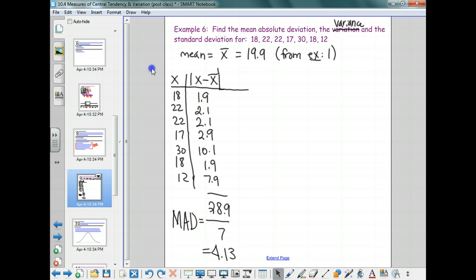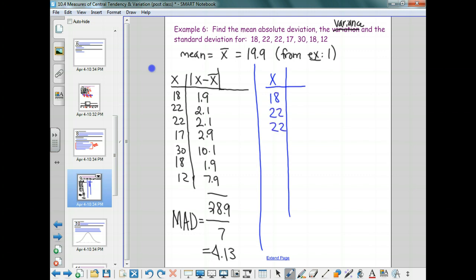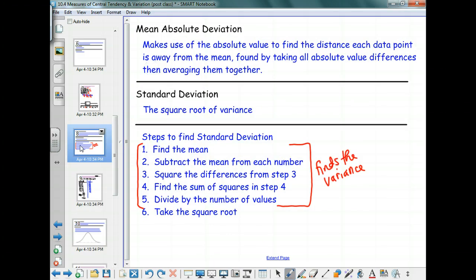So, I'll change colors. Our table is going to start out looking very similar. I'm going to start with an X, then I'm going to write them all down. And again, you can put them in order if you want. They certainly don't have to have any particular order. I'm going to do this in a couple of steps because I want to make sure that everybody's clear on the steps that you've got. And the steps are actually coming back from this last slide. We've already found the mean, number 1.